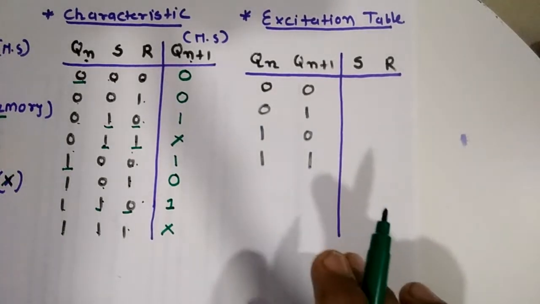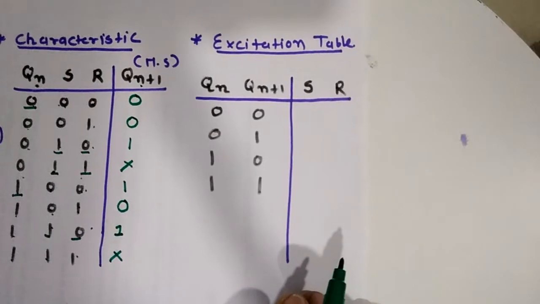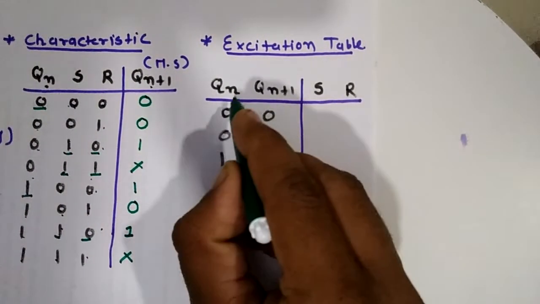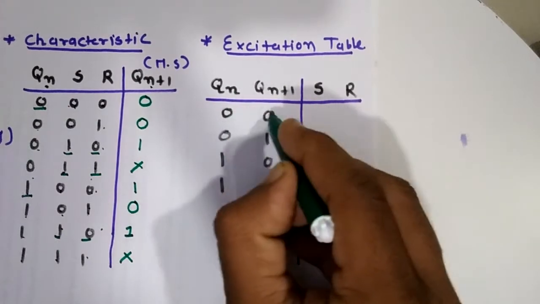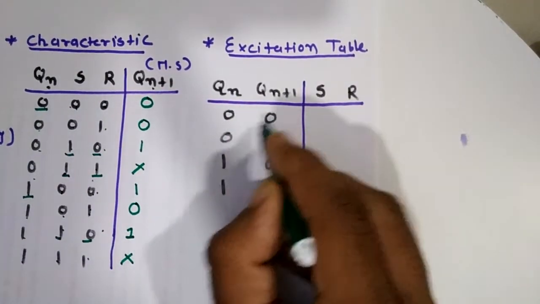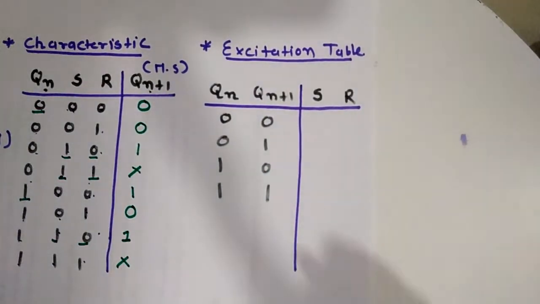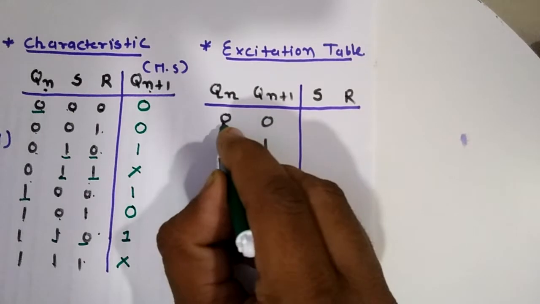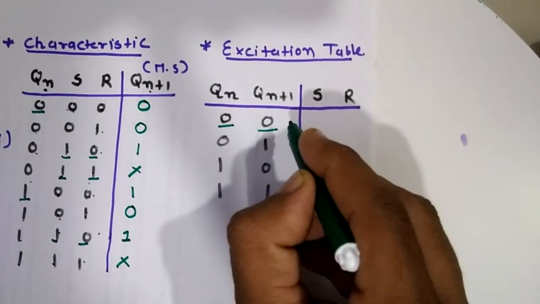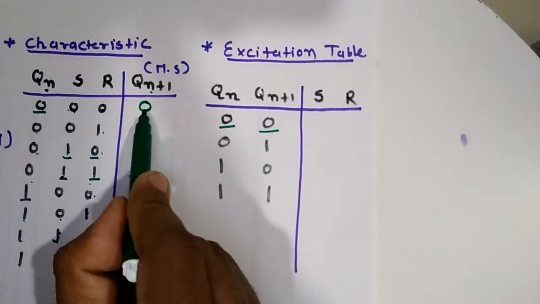After that we see the most important table, the excitation table. In the excitation table, you have Q of N is equal to 0 and Q of N plus 1, this means 0, 0, 0, 0, 1, 1, 0, 1, 1. So first of all we see the excitation table. If Q of N is equal to 0 and Q of N plus 1 is also 0, then Q of N is equal to 0 and Q of N plus 1 is also 0.